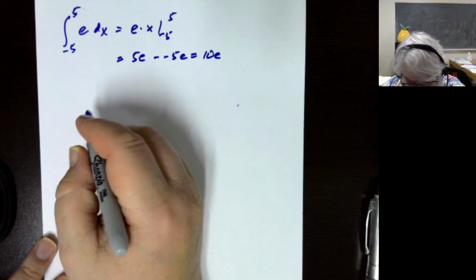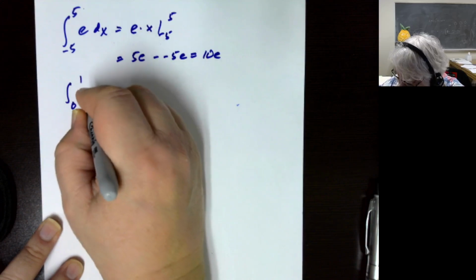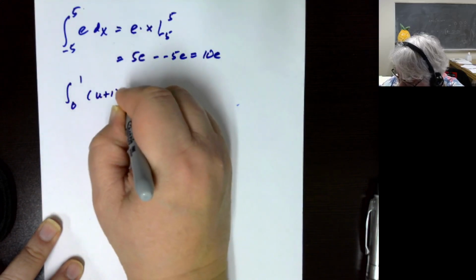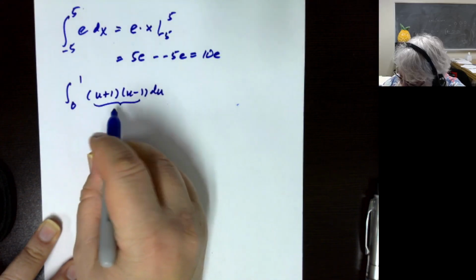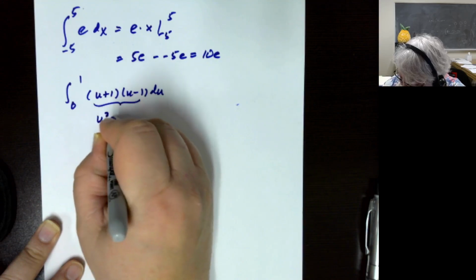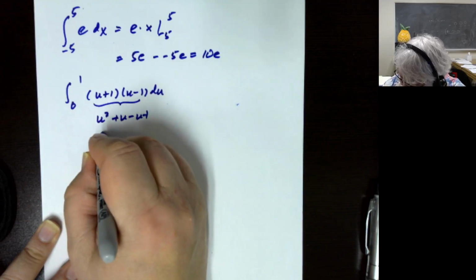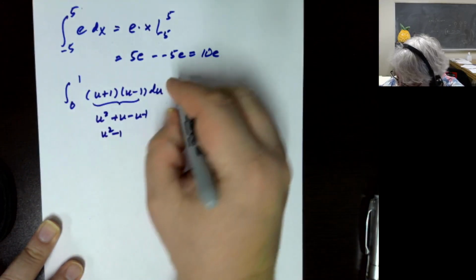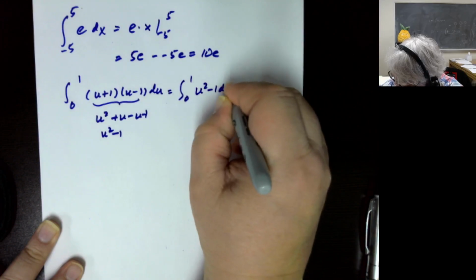Good. Next one. So this one is also a little bit tricky in that you have to do a little bit of work first. And the work we want to do is we want to simplify that. Notice that that's a plus b times a minus b. So if you multiply this through, I'll go ahead and multiply it out this time again, that's u squared minus 1. And so this becomes the integral from 0 to 1 of u squared minus 1 du.